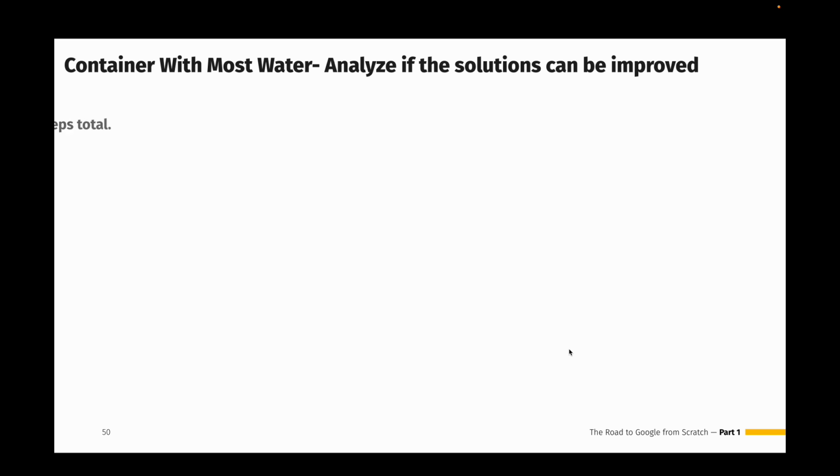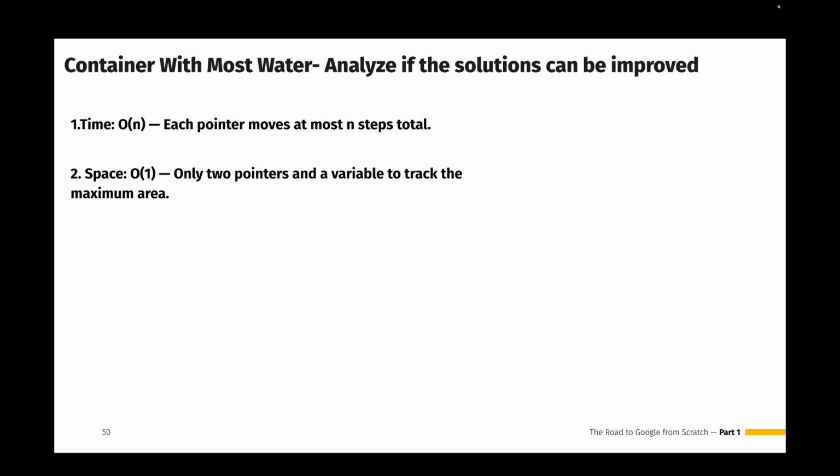Now let's analyze our solution. The time complexity is O(n), so each pointer moves at most n steps in total. And the space complexity is O(1). We have only two pointers and a variable to track the maximum area. So again, I think this solution is good, so we can leave it how it is and move forward to a new exercise.